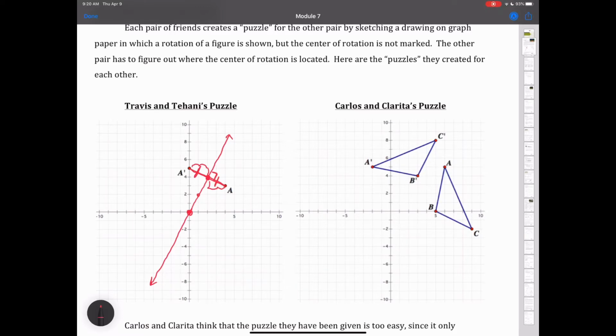Okay, so that line right there is actually the perpendicular bisector, which means that any point along this line will be equidistant from both A and A prime. So that means not just any point will do, but any point along this perpendicular bisector would be possible for us to pick as a center of rotation. Okay?